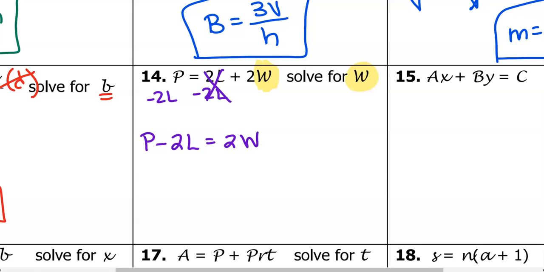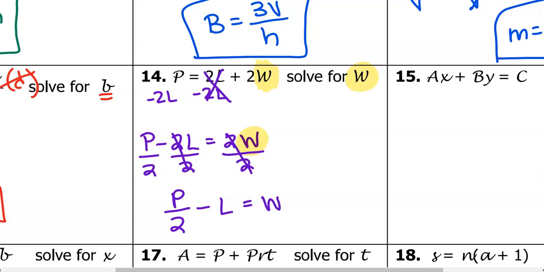Now, let me indicate my W. We have the 2. Our game plan, we already decided we're going to have to divide by 2. When we divide by 2, we divide each piece by it. Divide every single term by 2. So here it's gone. P divided by 2 just stays P divided by 2. How about 2L divided by 2? That becomes just minus L, right? And then we're equal to W.